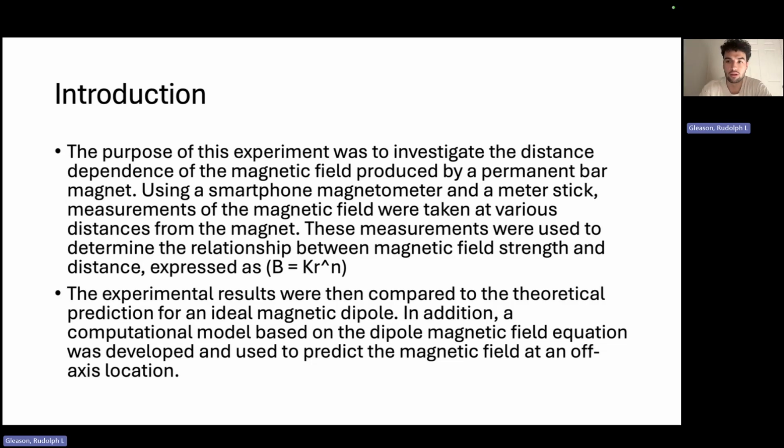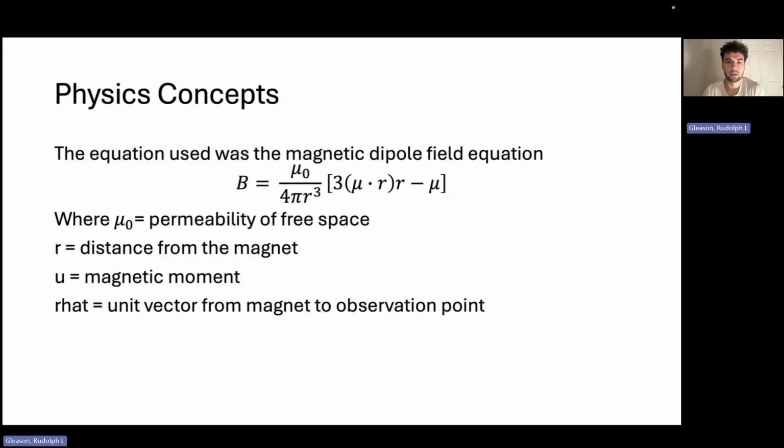In addition, a computational model based on the dipole magnet was used to develop and predict the magnetic field at an off-axis location. Some of the concepts that were used was this equation right here, the magnetic dipole field equation, where mu naught is the permeability of free space, r is the distance from the magnet, mu hat is the magnetic moment, and r hat is the unit vector from the magnet to the observation point.